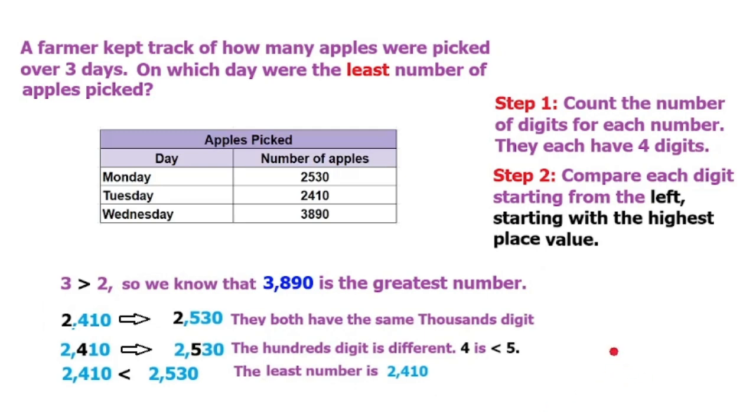So then we know that the least number of apples that were picked were on Tuesday. And that's the end of that problem. And don't worry if you don't get it right away. You could just rewatch the video.